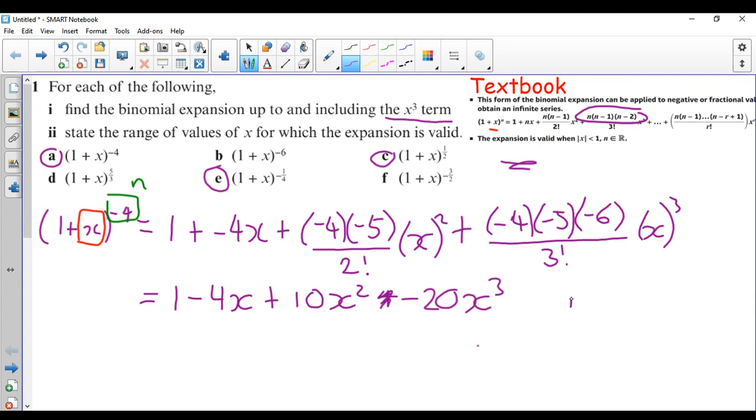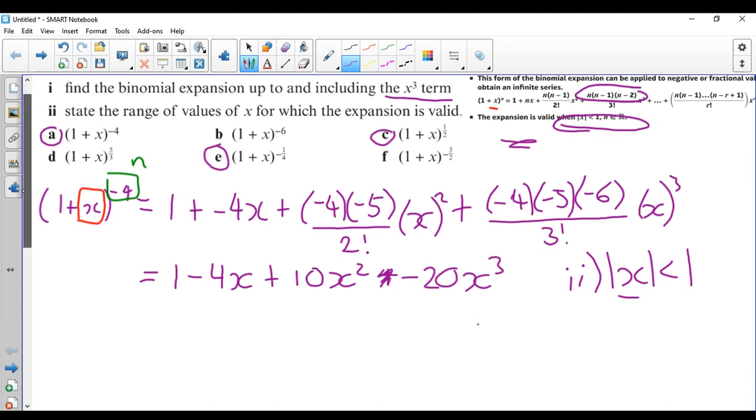It is valid for mod x is less than 1. You can see that up here. It's in the end of the formula book line with the formula. And in my case, remember, the red box that I put at the beginning, that x, that should match what goes in here. So I've only worked with x, so I'm only going to put an x there.